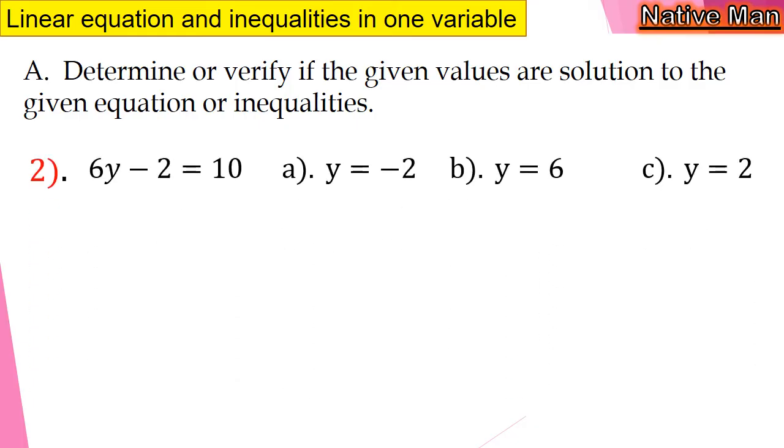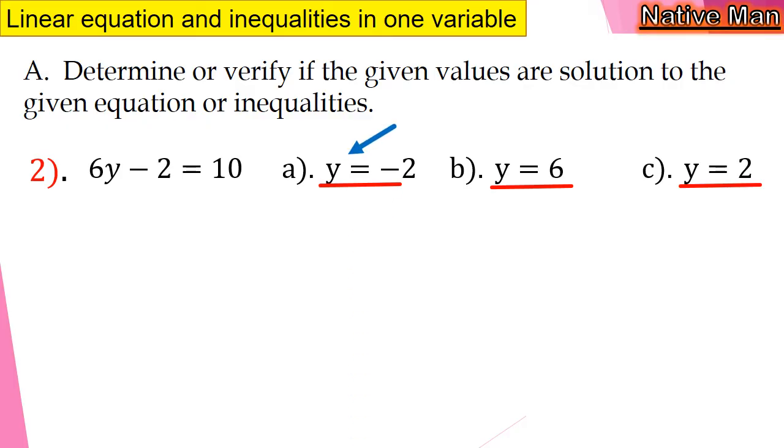Okay, so how about this number 2 example? 6y minus 2 is equal to 10. The values of y are A, y is equal to negative 2, B, y is equal to 6, and C, y is equal to 2. So we're going to verify which of these is a solution or not.